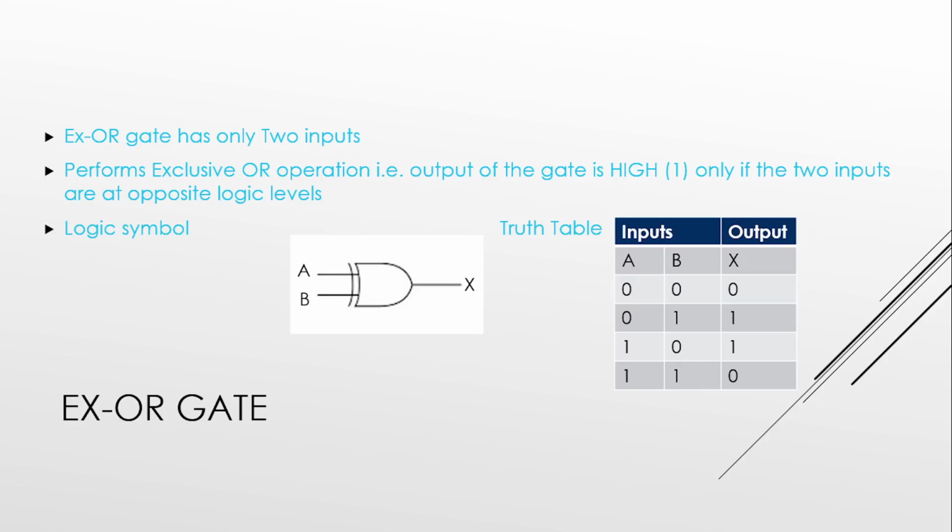Again, it is important to remember that when inputs A and B are at opposite logic levels, that means when A is 1 and B is 0, or when A is 0 and B is 1, the output is 1. Otherwise it is 0.